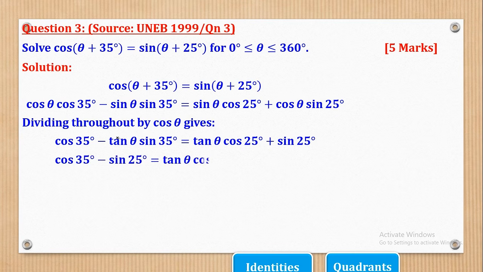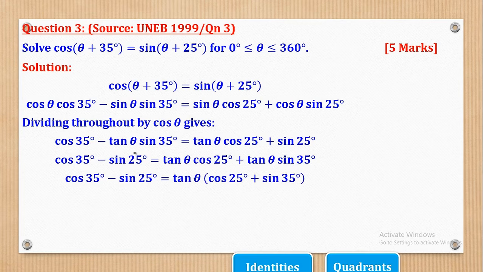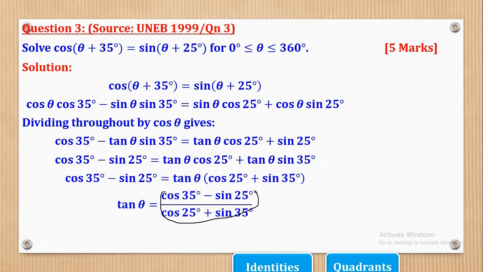So next is to make tan theta the subject. So collect like terms, put tan theta on one side and the other one on the other side. Therefore, that means that tan theta will be equal to that. When I use the calculator to work out this, I'll come up with tan theta equal to 0.2679. Therefore, theta is equal to 15 degrees and 195 degrees. I believe you know how to use the quadrants to get this other angle.